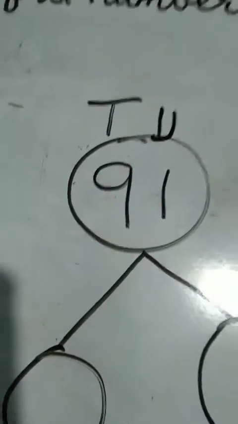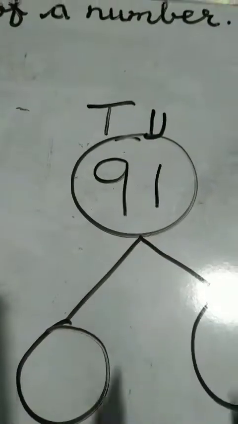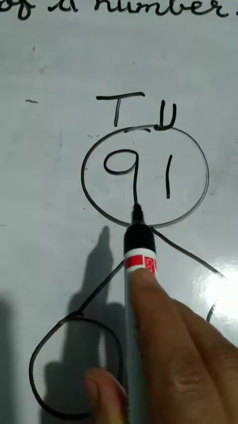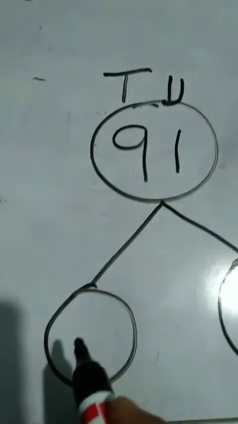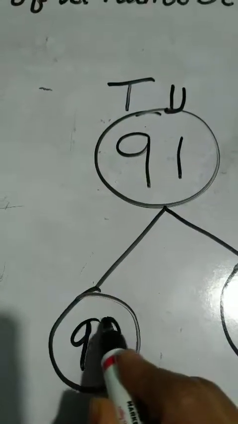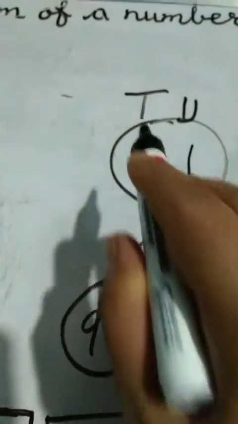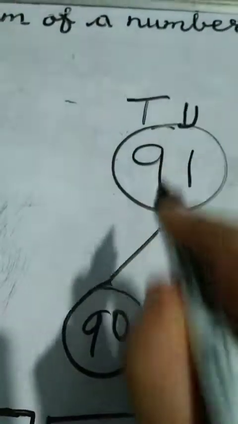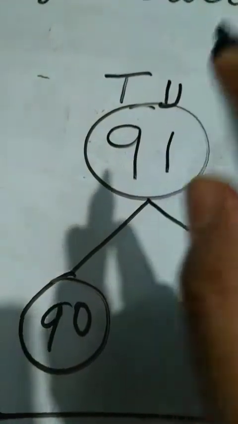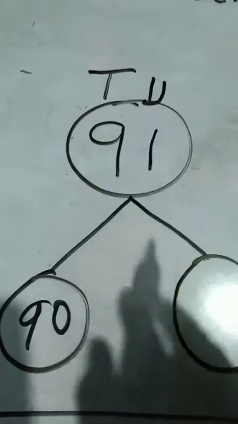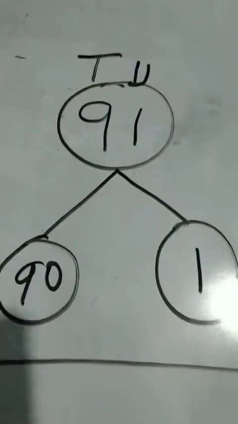See the next example. It's 91. So let us divide into tens and units column. So in 91, what is the place value of 9, children? The place value of 9 is 90. Why is it 90? Because 9 is standing at tens place. So 9 group of tens, that means 90. And what is the place value of 1? So the place value of 1 is 1 unit only.